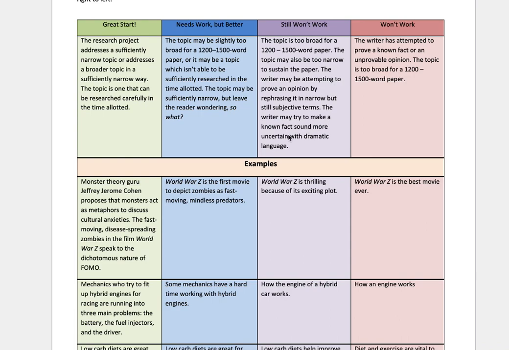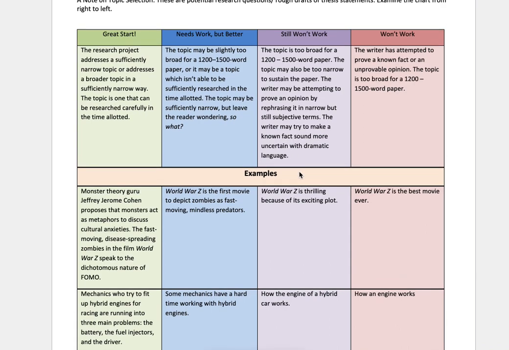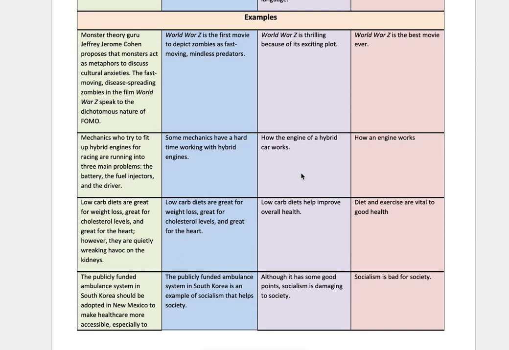The writer may also try to make a known fact sound more dramatic. So down here I've got socialism is bad for society as the first claim, and then you have someone trying to make it sound more subjective, like there's an argument there, by saying although it has good points, socialism is damaging for society. So it's the same point. I just added a little bit of waffling language here. And actually the second one is more work for you. It's a bigger topic because in the first one the writer only had to prove that it was bad, but here now they also have to take into account its good points. So that's more work. It's going to be beyond the scope of a 4 page paper.